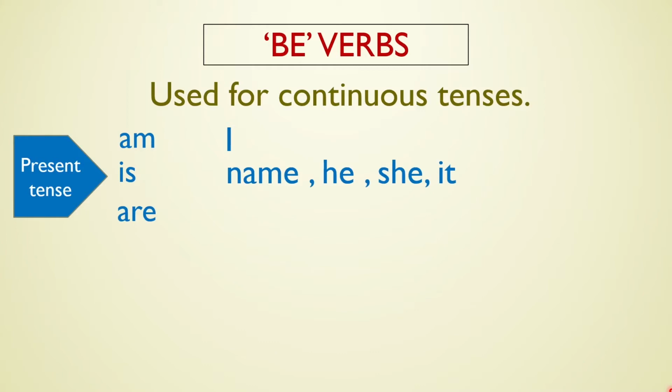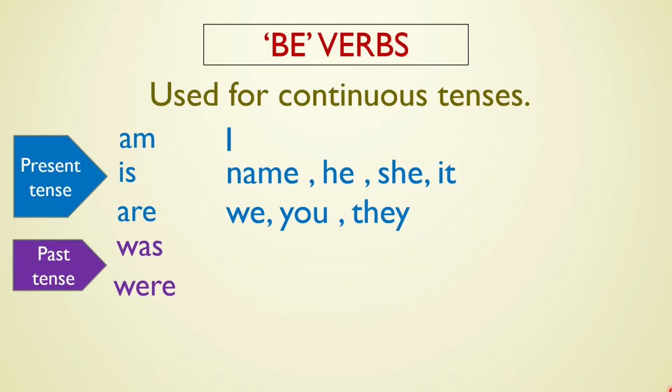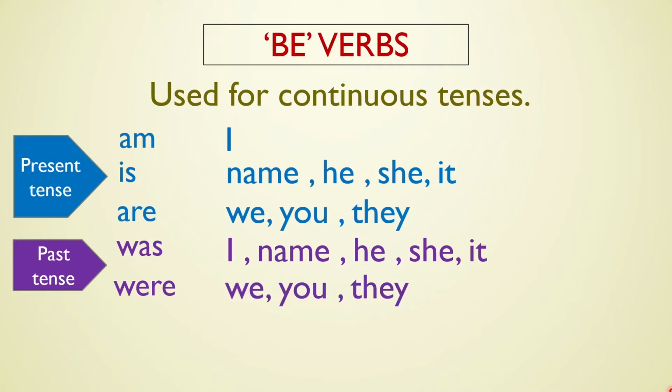Is is used with any third person, that is, a name will be used, then he, she, it. Are is used with we, you, or they. Then was, were. These are used as past tense. Was is used with I, any third person's name, he, she, it. Were is used with we, you, they.